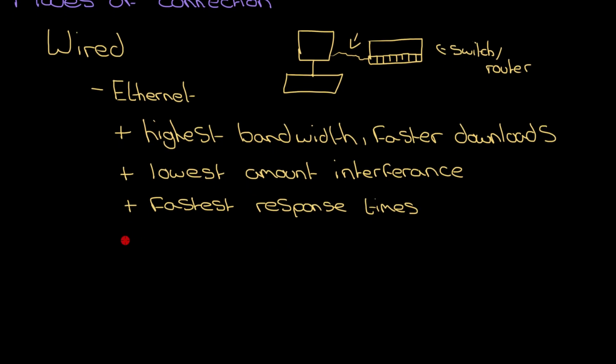But there's a straight up massive disadvantage to Ethernet, and it is all about this wire. It means that you cannot move about. It's got to be fixed in one location, and that can stop you from doing a lot of different things.